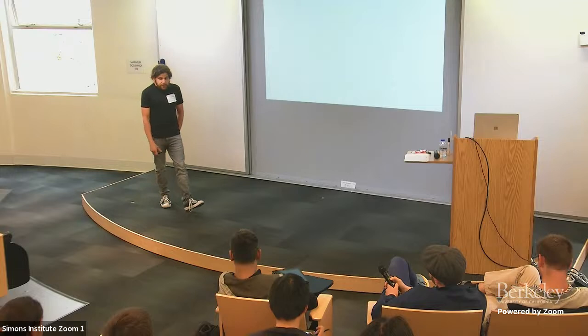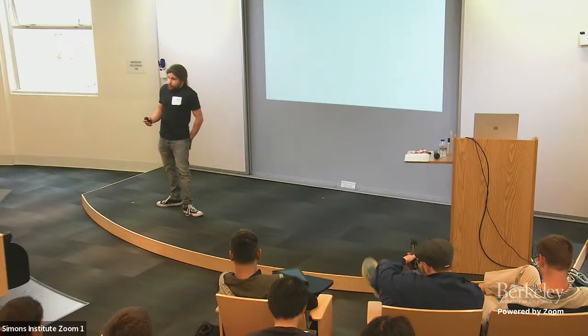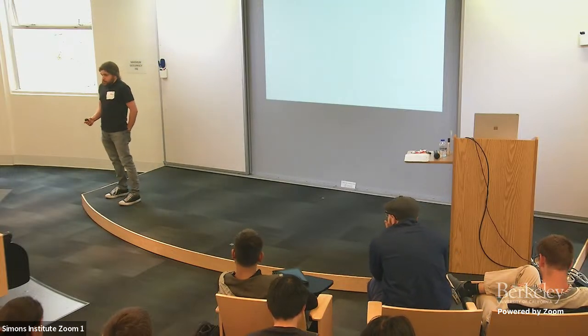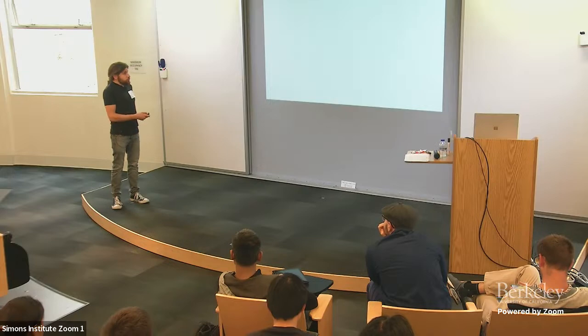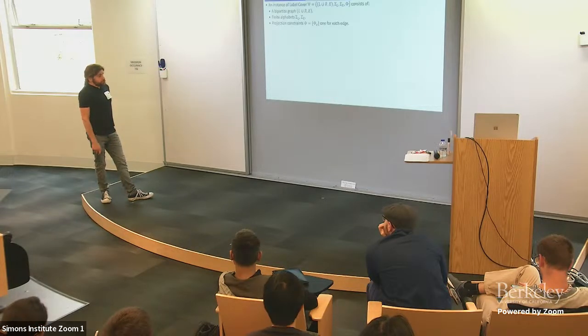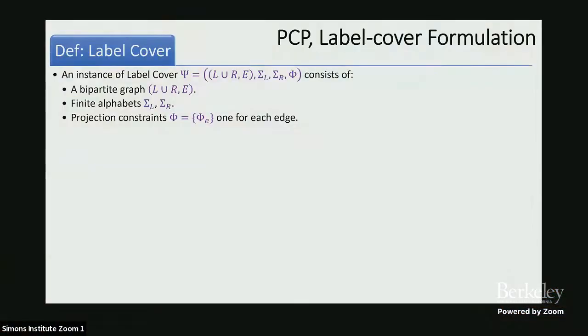So to study these strengthenings, I'm going to make a different formulation of the PCP theorem, which is completely equivalent. It's just easier to see these strengthenings once we use this language of label cover. So here's the definition. Label cover is the name of a computational problem, and an instance of it proceeds as follows. My instance, I'm going to call it psi.